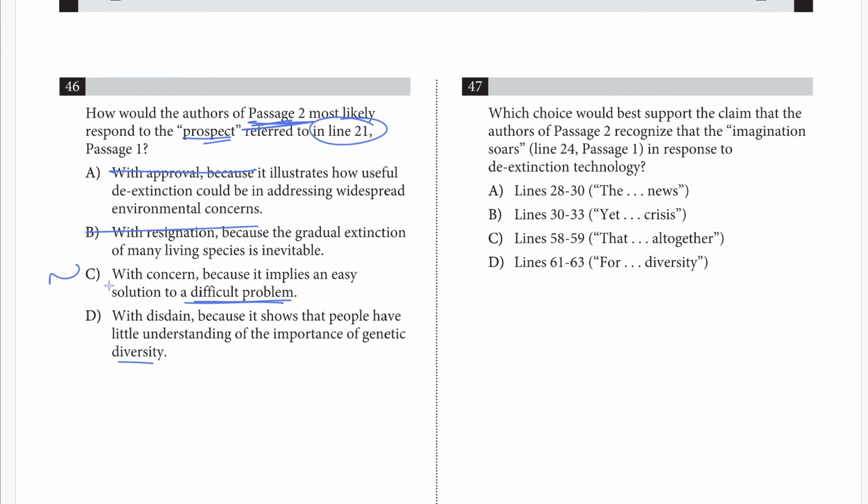They never said that. Okay, so this is out, and there's no disdain, and usually there isn't unless it's like an 1800s passage. Very understated passages, these are. Okay, so C is the correct answer. Let's look at the last question here.